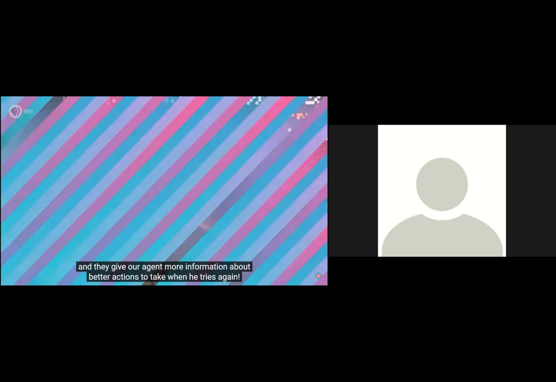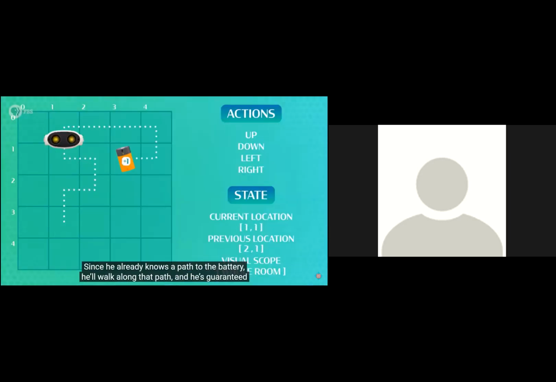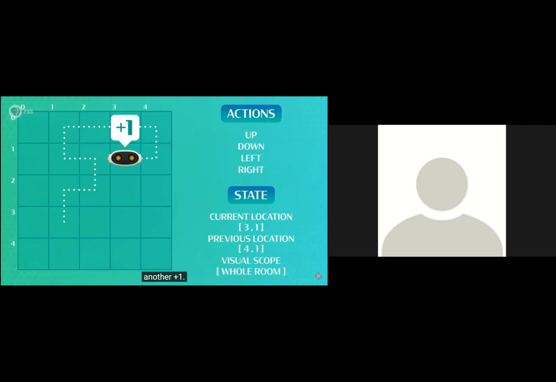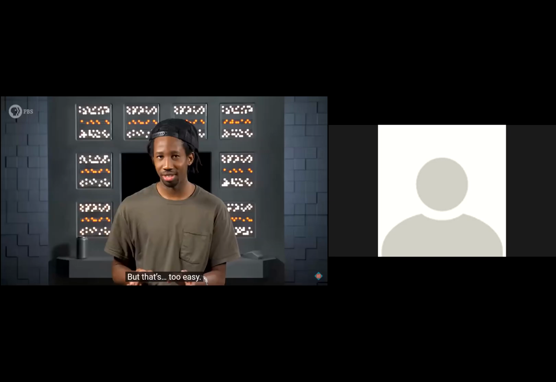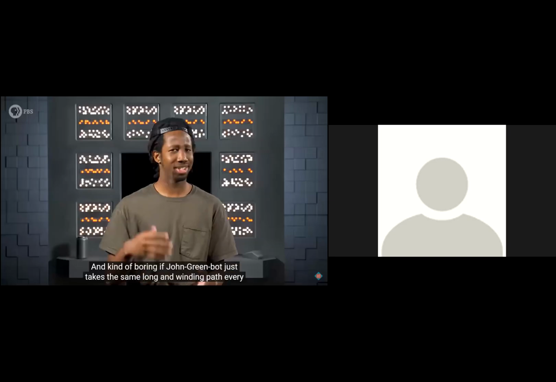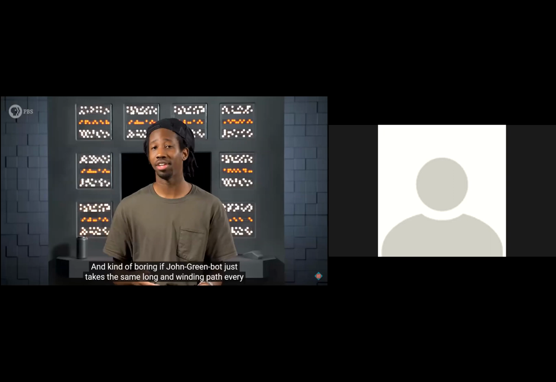So, if we put John Greenbot back at the start, he'll want to decide on a policy that maximizes reward, since he's guaranteed another +1. But that's too easy, and kinda boring if John Greenbot just takes the same long winding path every time. So another important concept in reinforcement learning is the trade-off between exploitation and exploration.